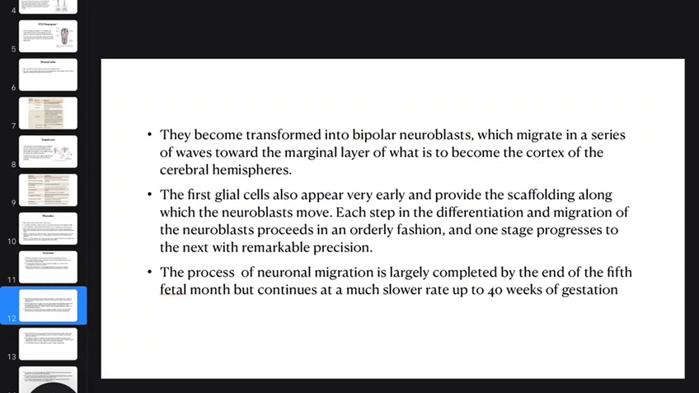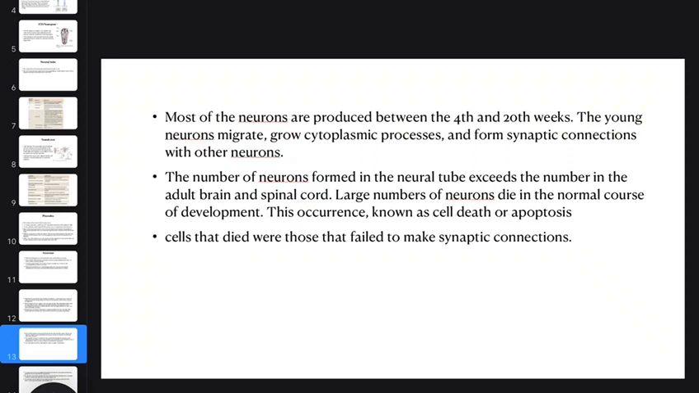The process of neuronal migration is largely completed by the end of the 5th fetal month, but continues at a much slower rate up to 40 weeks of gestation. Most of the neurons are produced between the 4th and 20th weeks. The young neurons migrate, grow cytoplasmic processes, and form synaptic connections with the other neurons.